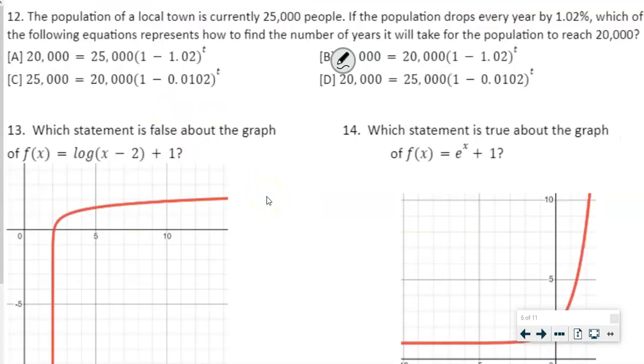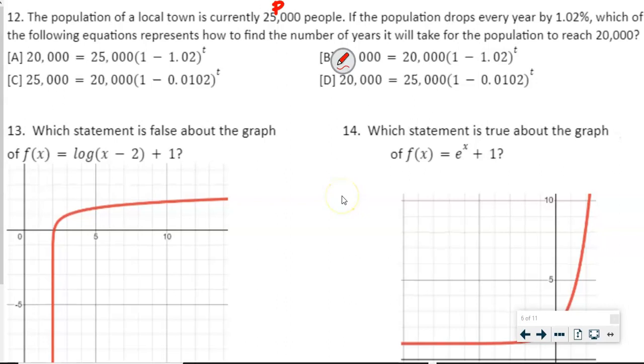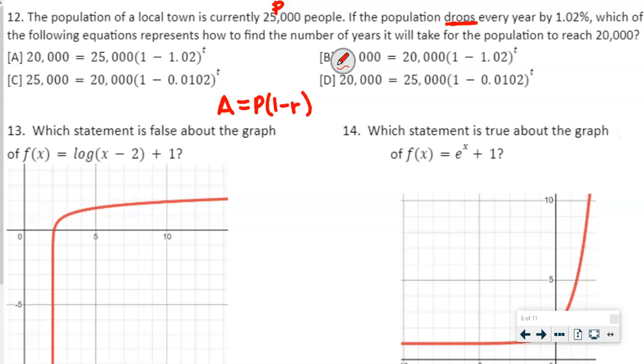The next one says the population of a local town is currently 25,000 people. So that's going to be our P. And then it says if the population drops, so that means we know it's going to be a minus. Let me just say our formula here. Our final amount is equal to our principal times 1 minus r to the t power, right? So those are the variables we're looking for. So this is our rate of interest. Remember, we're going to have to move this 2 places to the left. So it's going to end up being 0.0102.